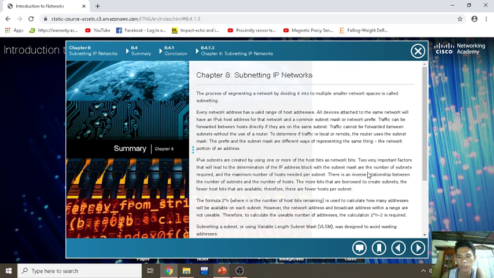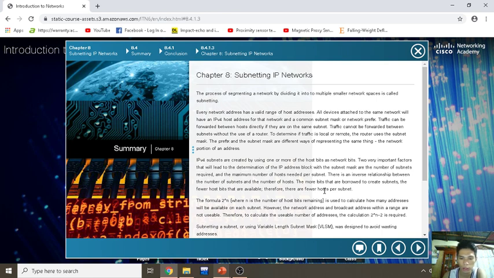There is an inverse relationship between the number of subnets and the number of hosts. The more bits that are borrowed to create subnets, the fewer host bits are available. There are fewer hosts per subnet. The formula 2^n, where n is the number of host bits remaining, is used to calculate how many addresses will be available on each subnet. However, the network address and broadcast address within a range are not usable. Therefore, to calculate the usable number of addresses, 2^n minus 2 is required.